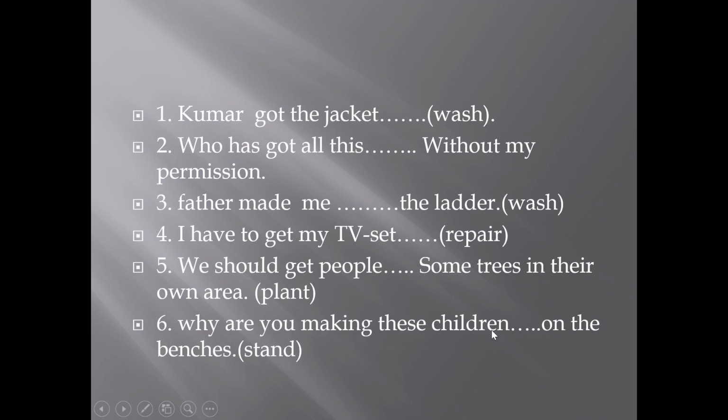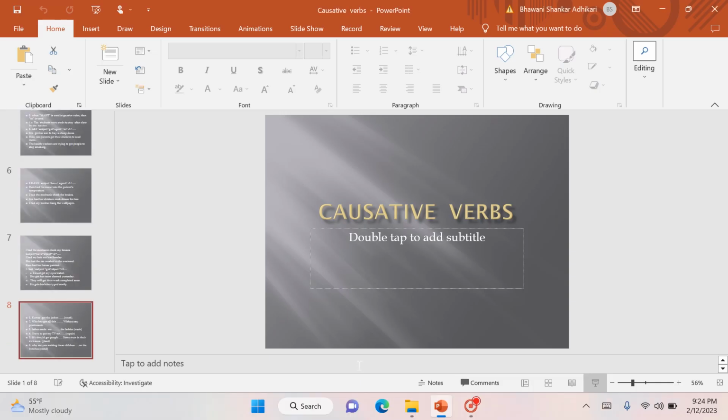Another one. Why are you making these children? Right. Make. And then this is making. These children is the object. All right. And then we make the children stand on the benches. Why are you making the children stand on the benches? There is nothing. We use that one. These are the examples of the causative verb.